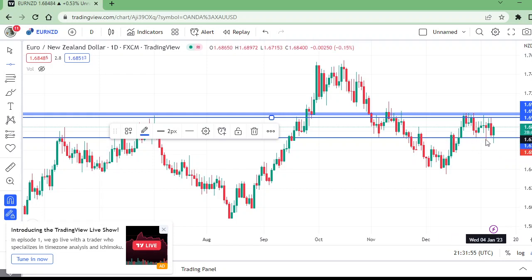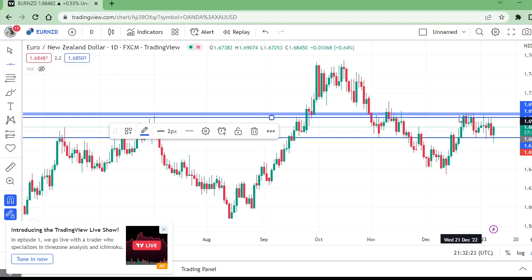Now where do we expect it to go? We are expecting any lower high below this, because maybe near to this, but if this is broken, then the pair would go up. But there is a high probability that this pair now won't go up to this level.